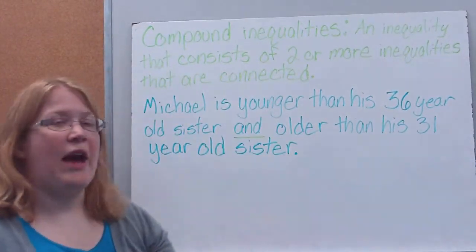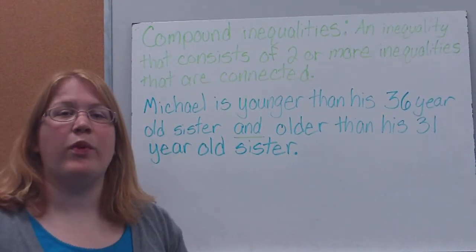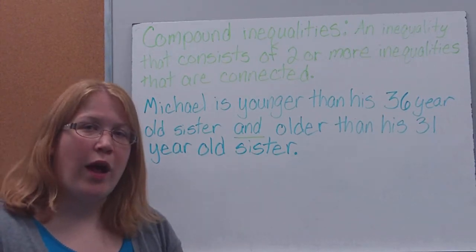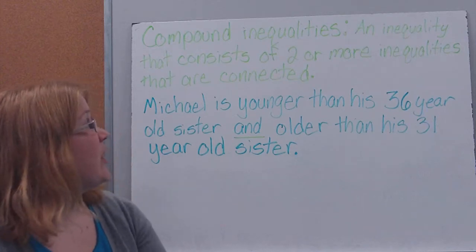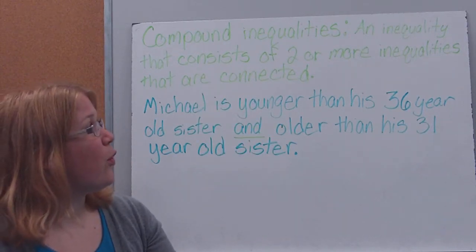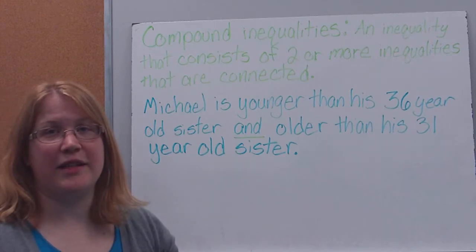The last thing I wanted to look at when we start talking about inequalities is what we call a compound inequality. This is basically where we're taking two inequalities and we're squishing them together. So a compound inequality is just comparing two or more inequalities that are connected. They're connected in some way.